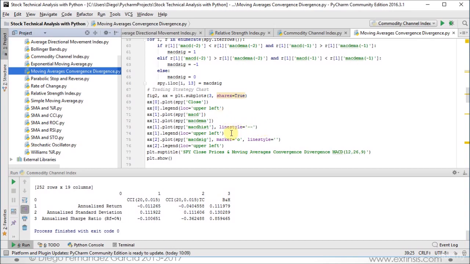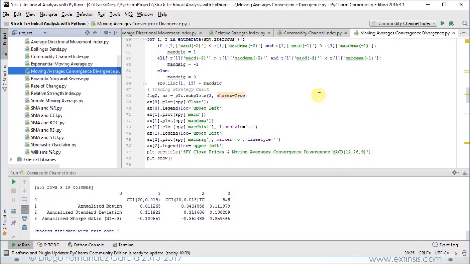Then we have the legend located at the upper left, and finally we have the third subplot at position 2, in which we're going to plot our MACD signals with a marker O or dotted type of marker, and line style equals blank space, so no lines connecting the dots. We add the location of the legend at the upper left, and then we have the superior title for the subplots: SPY close prices and moving averages convergence divergence MACD, 12 and 26 for the corresponding exponential moving averages, and 9 for the signal. Then we show the chart.